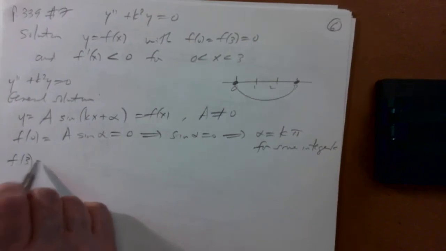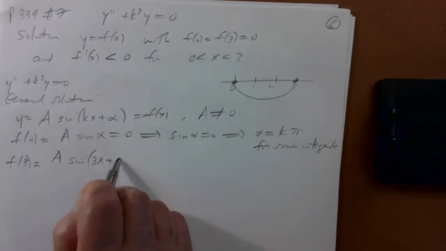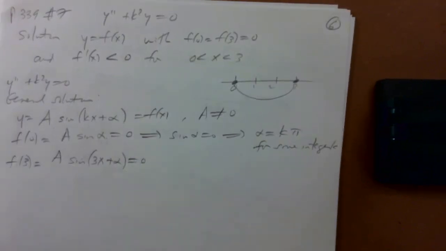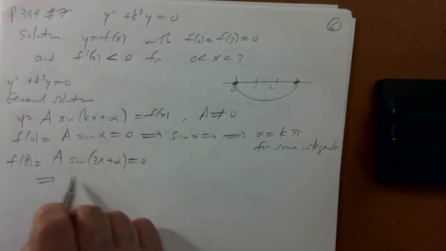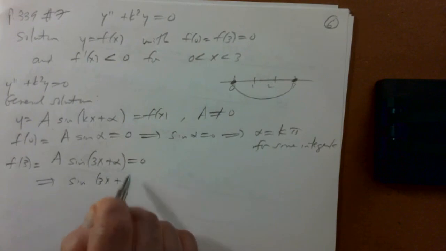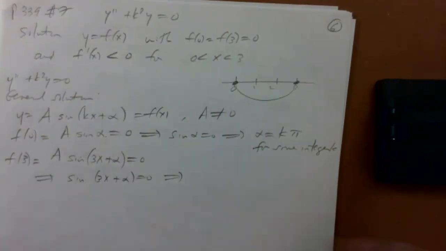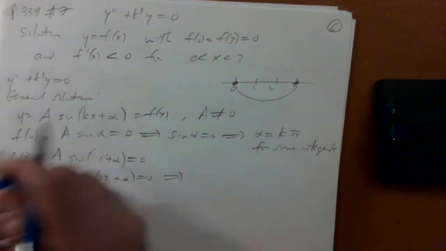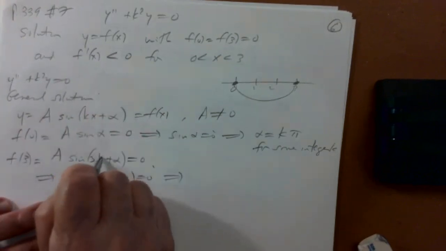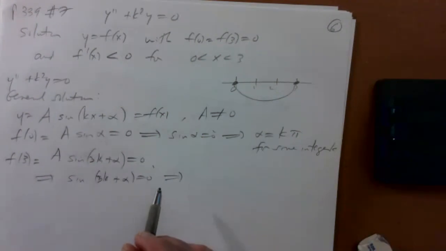What about f of 3? F of 3 is a times the sine of 3x plus alpha, and that's also 0. Which means, because a is not 0, the sine of 3x plus alpha is 0. Let x equal 3, I get 3k plus alpha. So the sine of 3k plus alpha is 0.